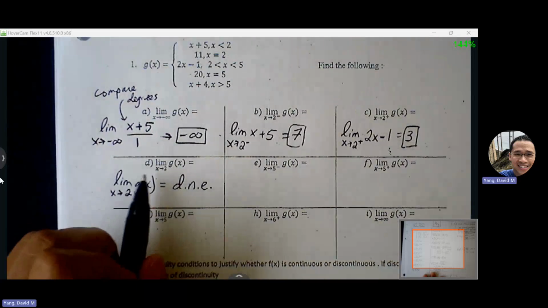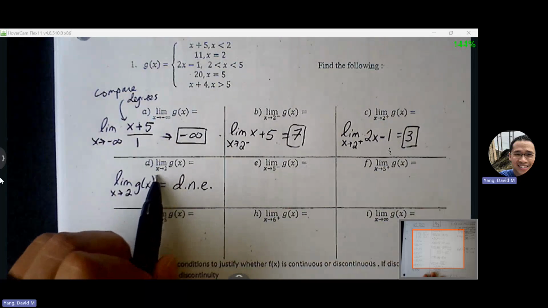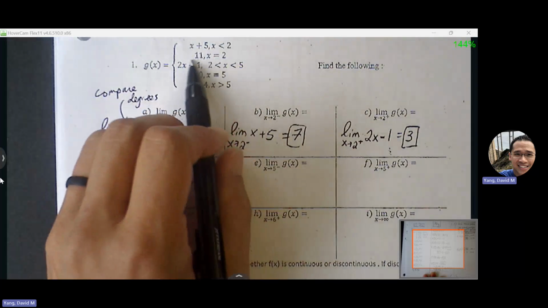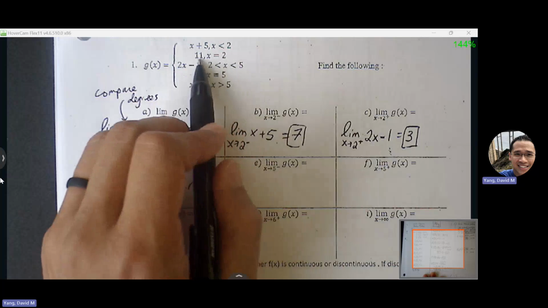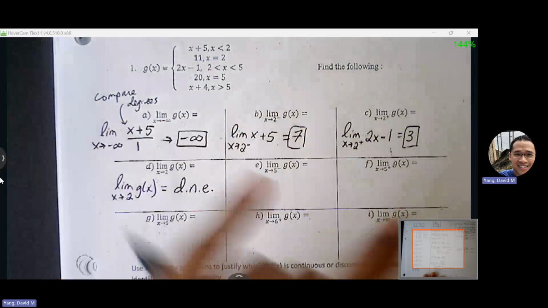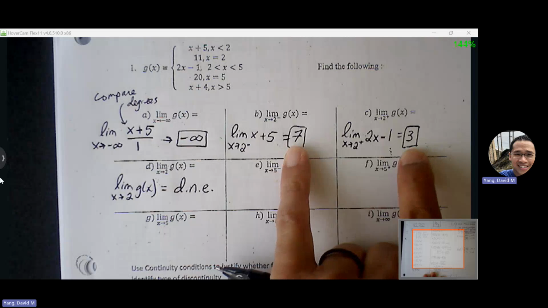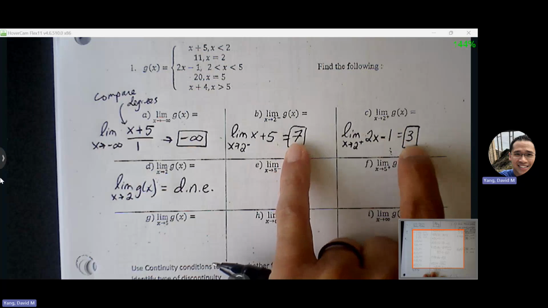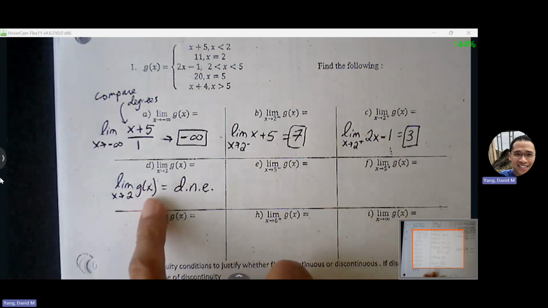Again, part D, students get thrown off with part D because they say, oh, great, approaching 2, that's going to be 11. But this is an island here. This is not a connected graph. We have to look at where the graph is approaching on either side of 2. And from either side of 2, one's headed towards 7, the other's headed towards 3. The arrows are not pointing towards the same y value, and therefore that's why the limit doesn't exist.